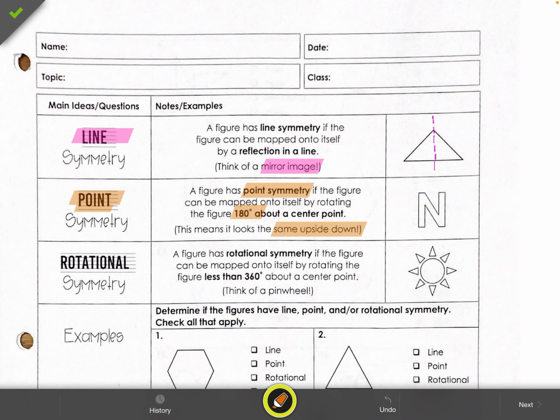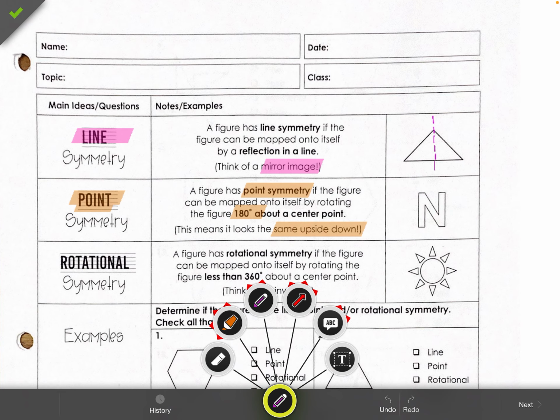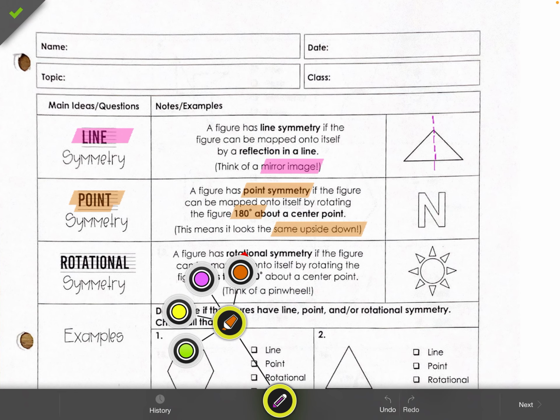Technically it's two turns of your paper, and you will see that this will look exactly the same as this original picture right here. When that happens, you say it has point symmetry, if you can turn it upside down and it looks exactly the same. And point symmetry is actually a special kind of rotational symmetry, which is what we're going to look at next.